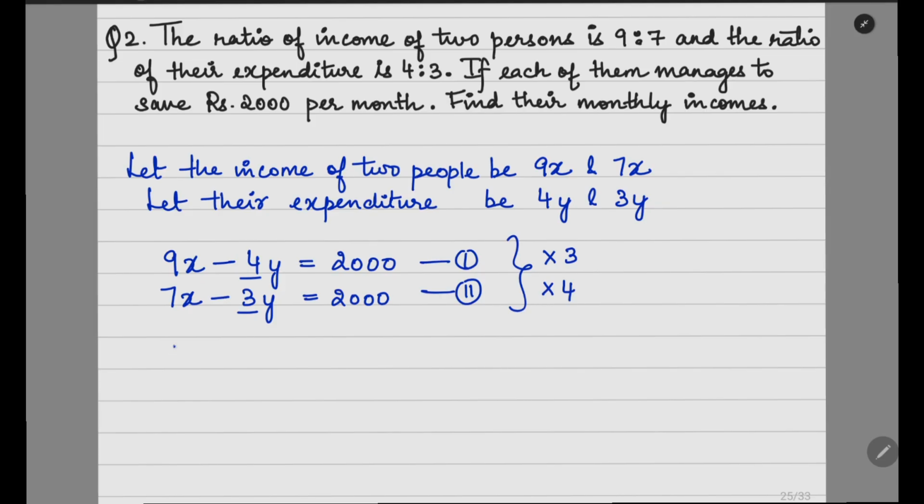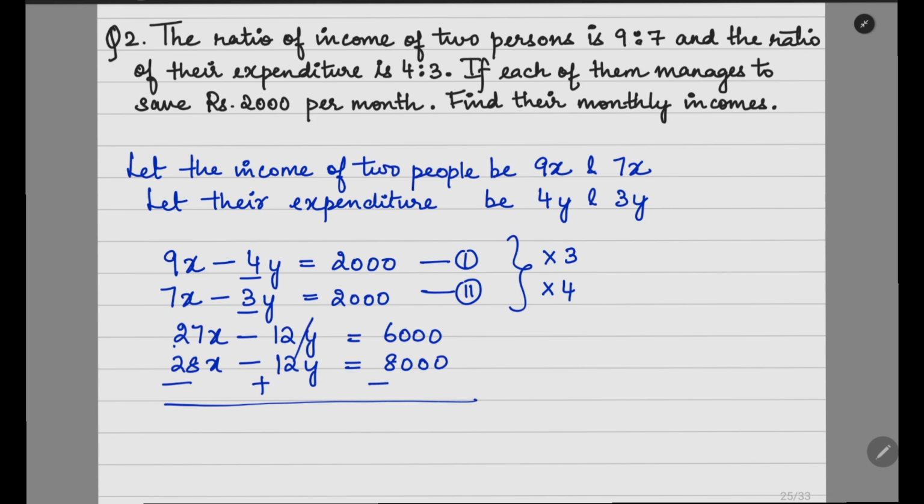So what will happen? You'll have 9 into 3, 27x minus 12y is equal to 6000. And then when you're multiplying the second equation by 4, it will be 28x minus 12y equal to 8000. Okay, change the sign. Subtract it. So minus 12y plus 12y gets cancelled. 27x minus 28x is minus x is equal to minus 2000. Okay, so x is nothing but 2000.